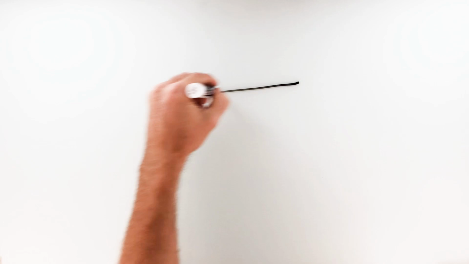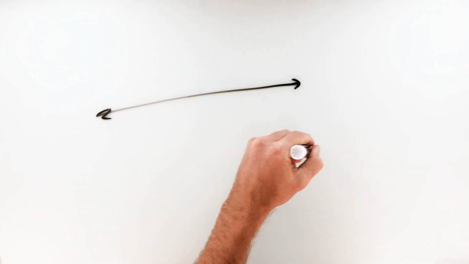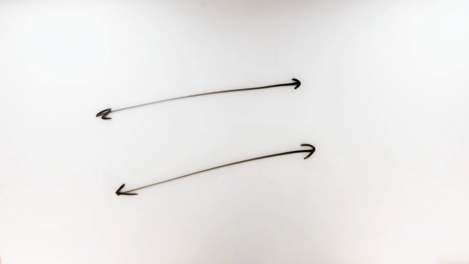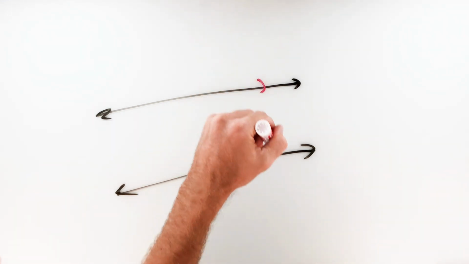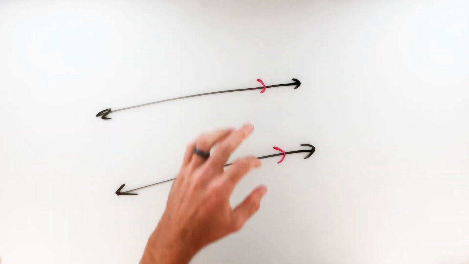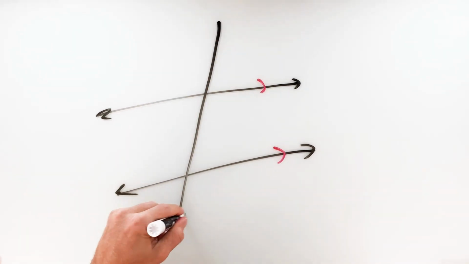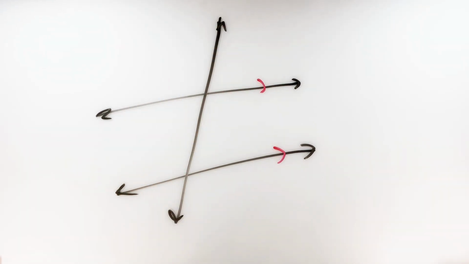So let's start with a fairly simple one here. Let's say you've got two lines. We'll say that they are parallel to one another. Always look for those arrows. That gives you the information that they are parallel. And then my transversal coming down. This isn't drawn to any type of scale, but let's just put some numbers in here.